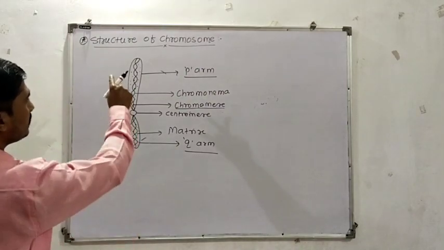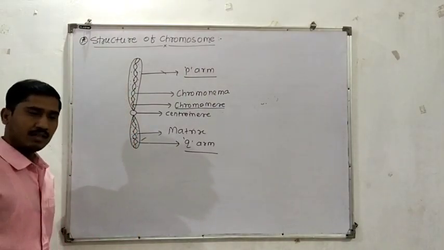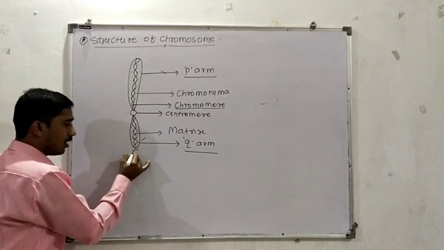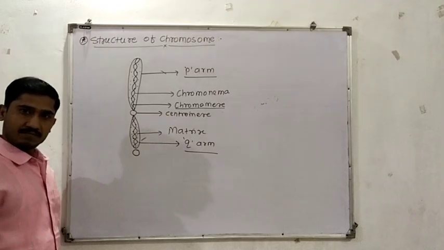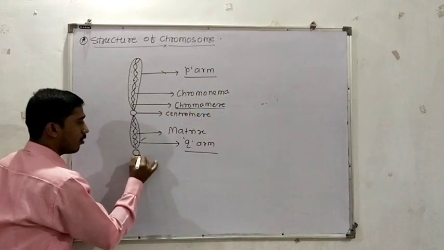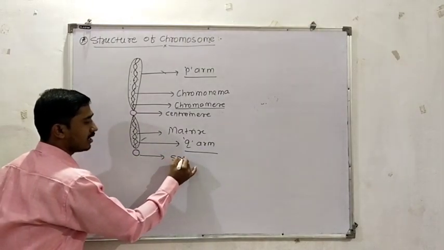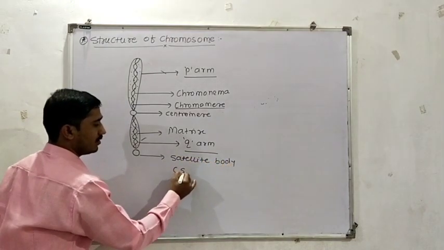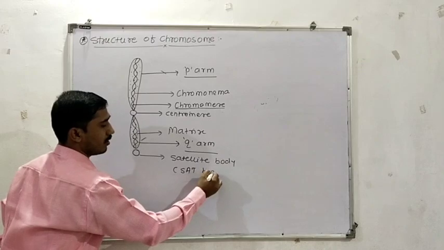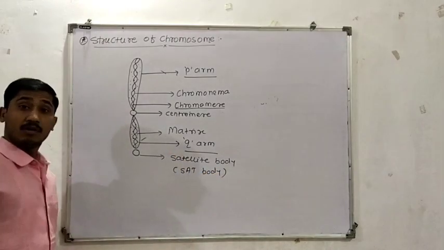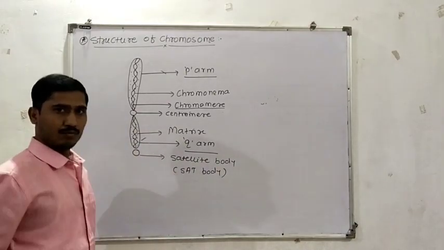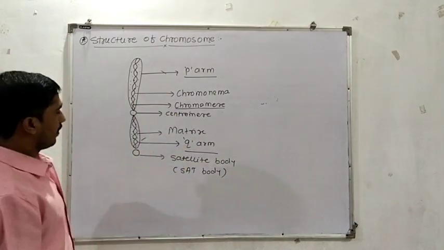Then, out of these two chromatids, in a few chromosomes, there is a specialized body. The specialized body is called the satellite body, or in short, we say SAT body. This SAT body is present in a few chromosomes, not in all.